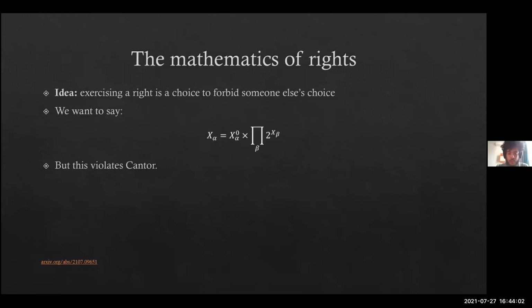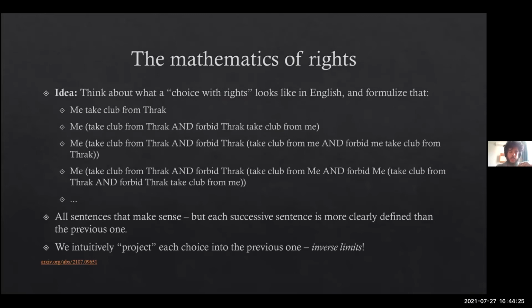So we want to say, ideally, that your choice set is some basic choice set, Cartesian multiplied by the product of the power sets of each other agent's choice sets. But this violates Cantor's theorem because it ends up with sets that are impossibly large. They contain their own power sets. Nonetheless, we have an intuitive reason to want such a definition. So how can we formulate this mathematically?